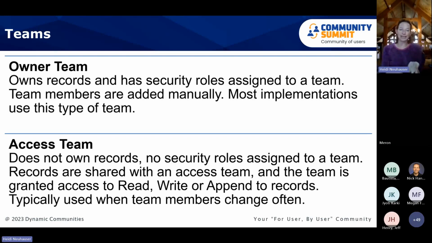They're the inside sales, the outside sales, and I don't know who else. So an owner team would be a group of people that would own records and have security roles assigned to that team. Team members are added manually, so you can change them. So if all of a sudden Jim gets a promotion, he's now our manager, we can just remove Jim from that owner team and add whoever his replacement is.